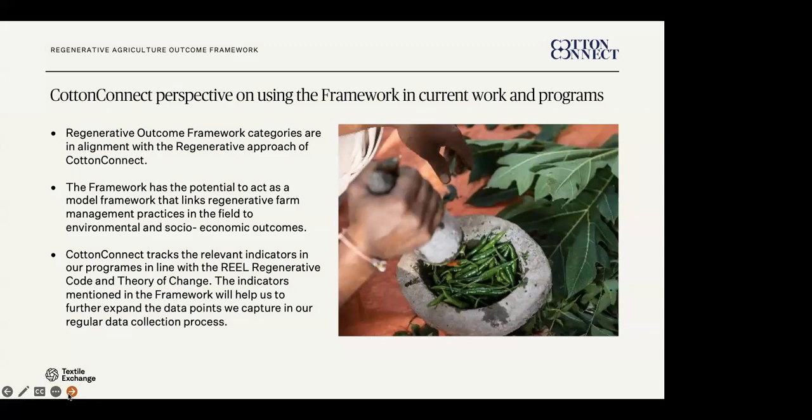Apologies for not being on the camera. It decided to disconnect, but I'm very excited to be here and represent Cotton Connect. My name is Agnieszka, and I'm a Senior Sustainability Executive at Cotton Connect.